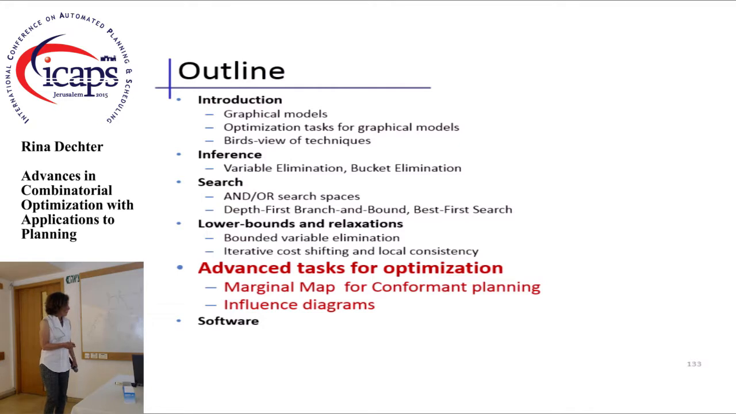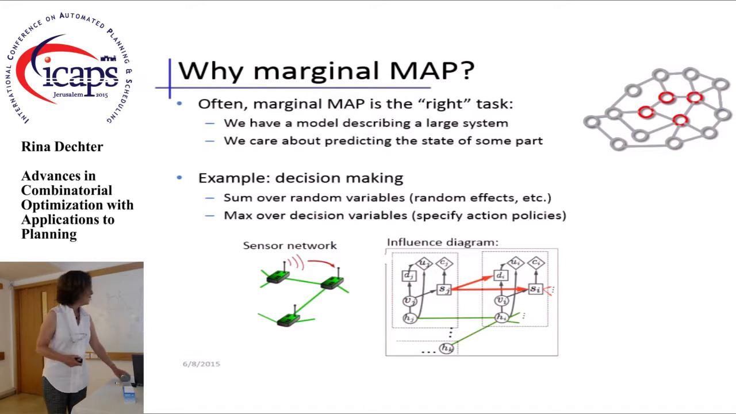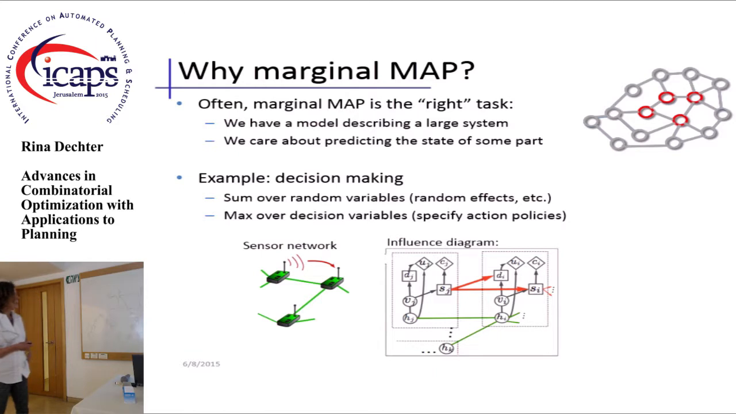Marginal map and inference diagrams are quite relevant to planning. Let me start with marginal map. So this is the picture. Often you are not interested in all the variables. You don't want to optimize, find an optimal solution over all the variables, but just a subset of the variables. So in the picture, you have this graphical model, but you want to know the maximum value over this subset of variables, but the objective function that you're interested in is not given explicitly. It's only after you sum over all these variables that you're not interested in that you get the function that you want to optimize.